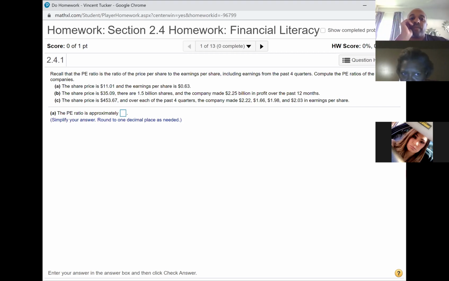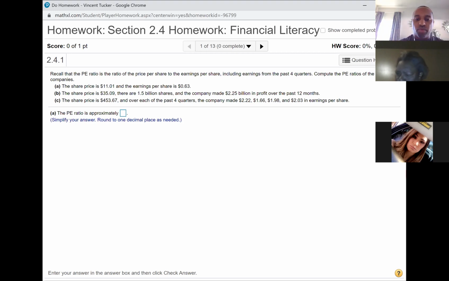All right, so for C, it says the share price is 453.67. Over each of the past 4 quarters, the company made 222, 166, 198, and 203. And remember, like I said, don't copy those numbers because I got my own numbers. I already did my notes on it, but I'm just showing you how the problem is set up.